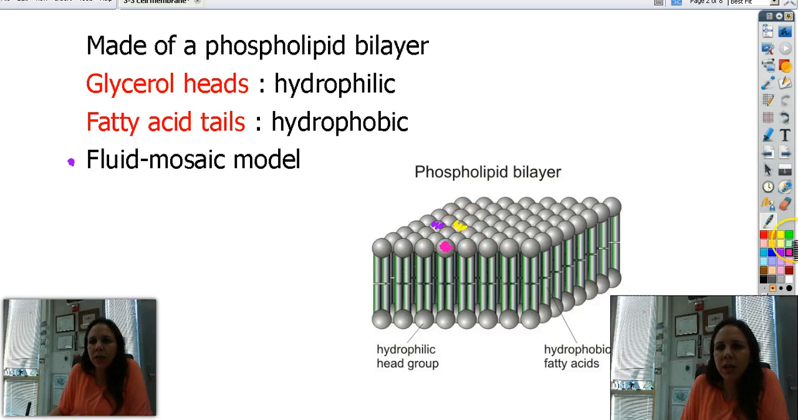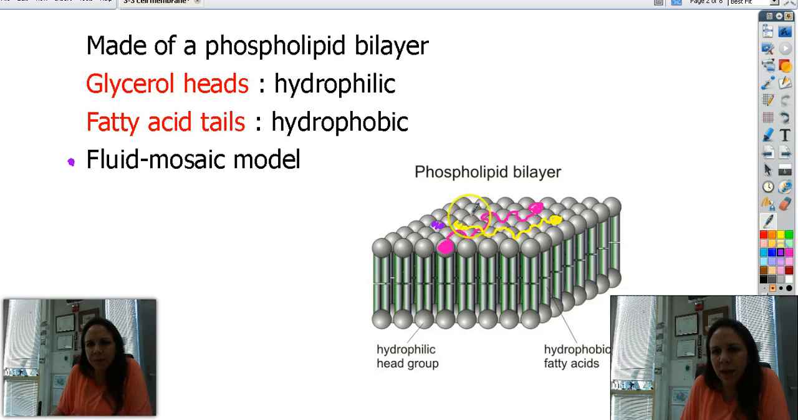But what actually ends up happening in the fluid mosaic model is that these guys are fluid. This guy can go in and out. He can cruise wherever he wants, and he can end up over here if he wanted to. The yellow guy, he can cruise and end up over here, and then maybe like that.